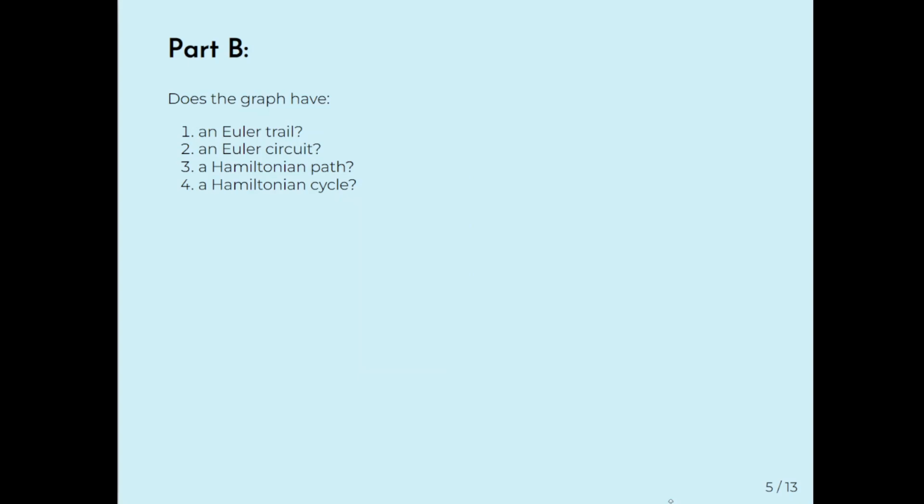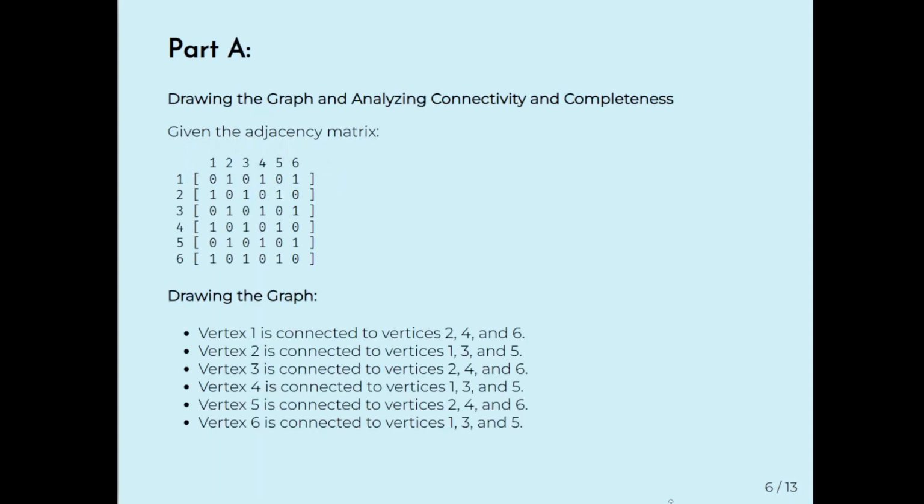So part B is, does the graph have an Euler trail? Does it have an Euler circuit? Does it have a Hamiltonian path? Does it have a Hamiltonian cycle? Okay, we'll come back to part B shortly, but let's just go back to part A now. So we have all of the questions there.